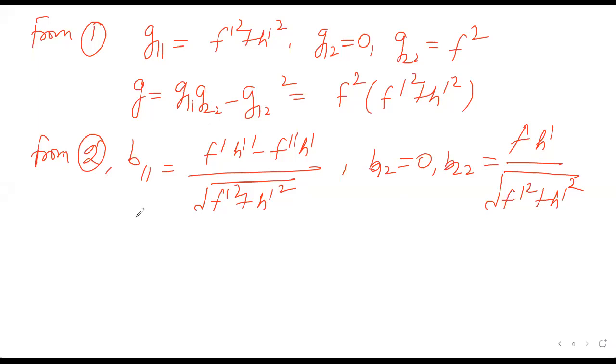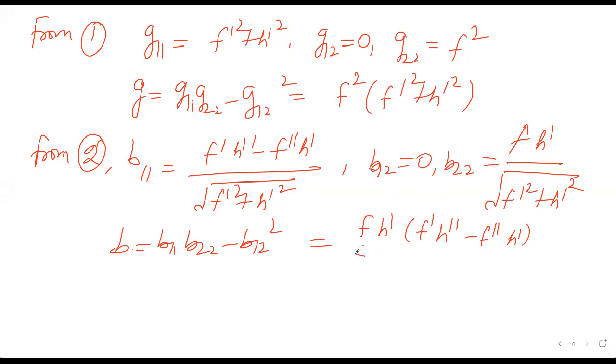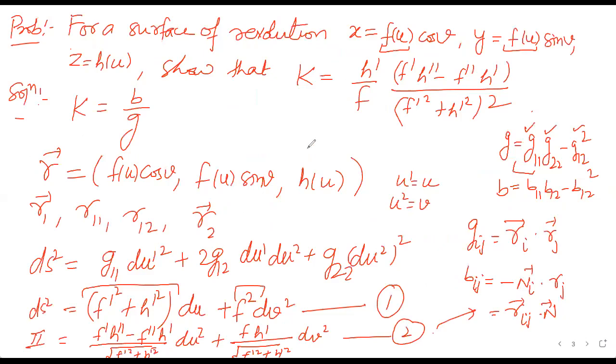Okay, so finally b will be how much? B will be v11 b22 minus v12 square, so just multiply this, so it will be how much? F of h dash times f dash h double dash minus f double dash h dash over square root will be removed here. So finally k is equal to b upon g. So if you put this, you will be getting the same answer which they are asking to prove.